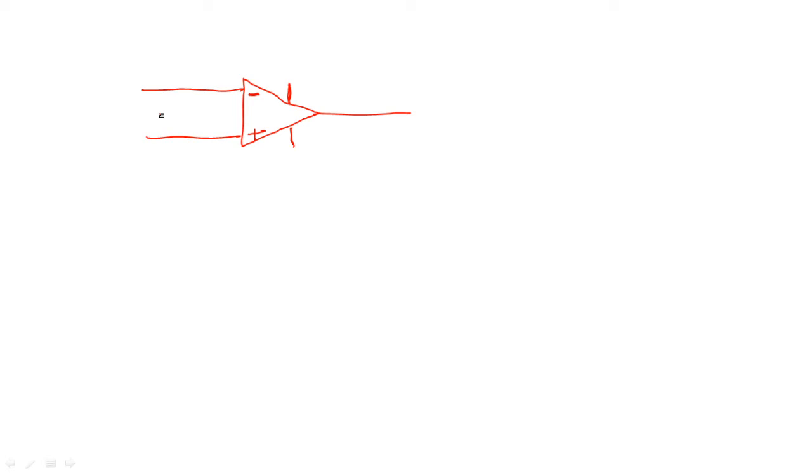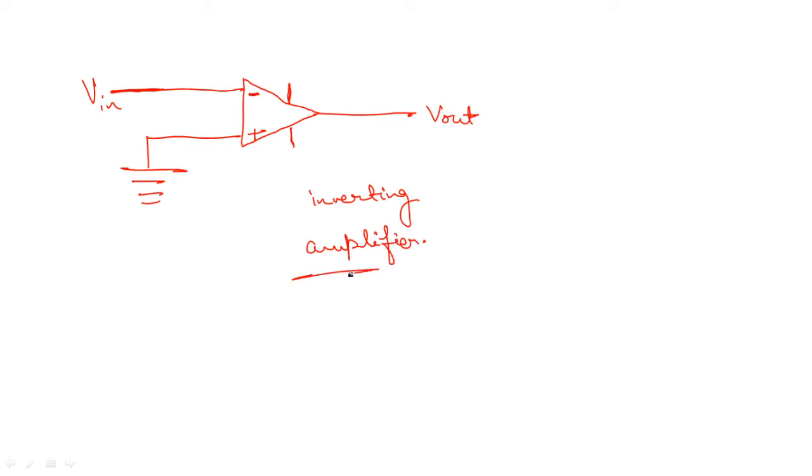Now if you provide the input to the negative input terminal and connect the other one to the ground, in this case this will be considered the inverting amplifier. Okay, if we talk about the next one, that is, if you consider the input on the positive input terminal, the input is there on the positive input terminal and the negative one has been grounded.